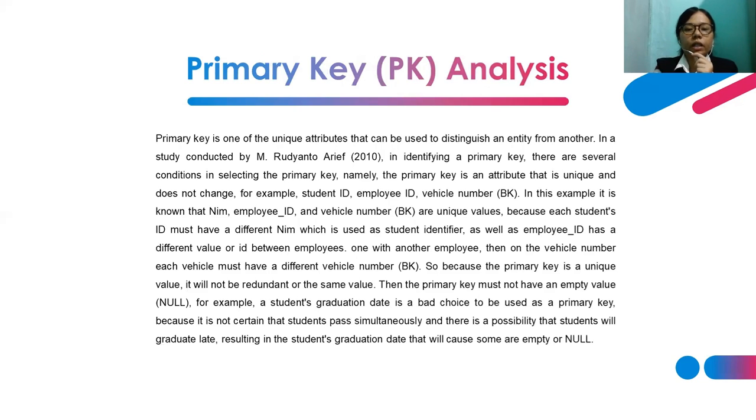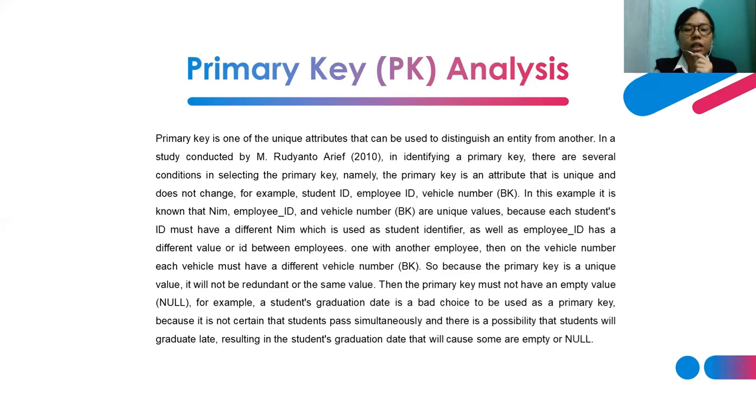And now primary key analysis. A primary key is one of the unique attributes that can be used to distinguish one entity from another. In a study conducted by M. Rodianto Arif, in identifying a primary key, there are several conditions in selecting the primary key. Namely, the primary key is an attribute that is unique and does not change. For example, student ID, employee ID, facial number, or barcode.